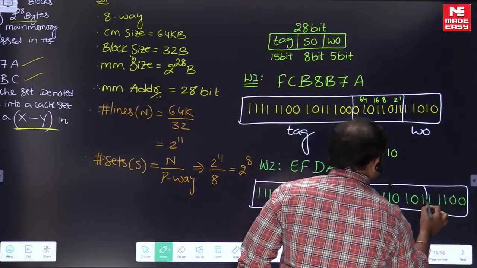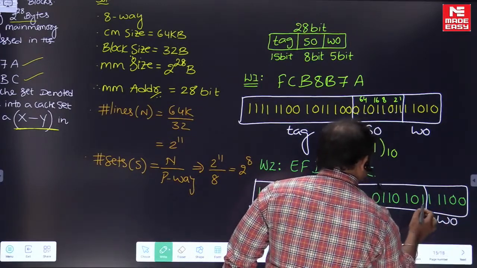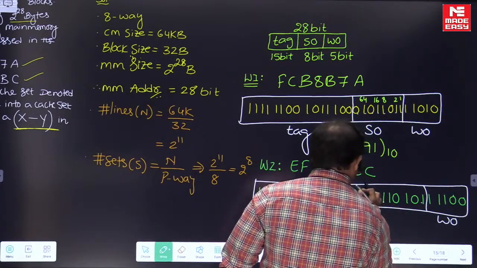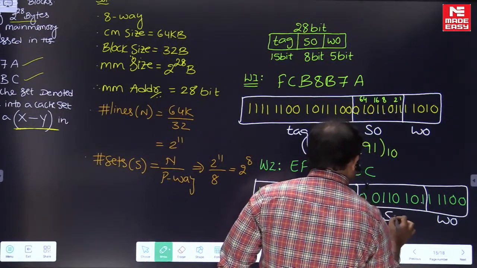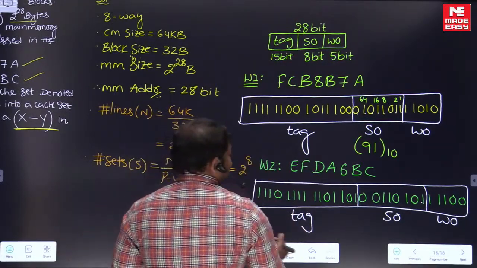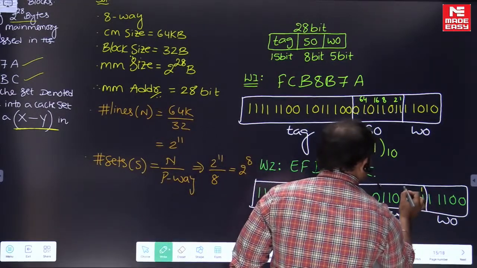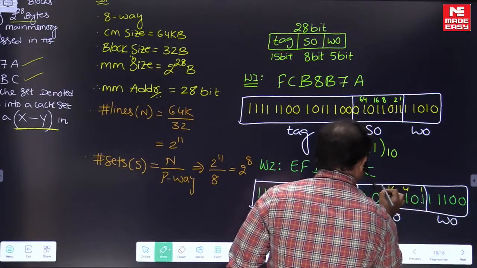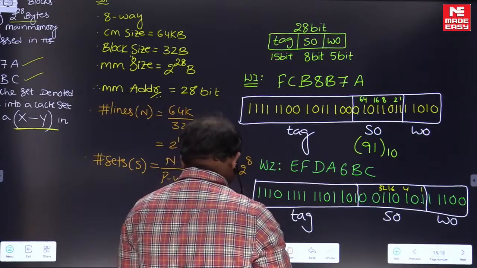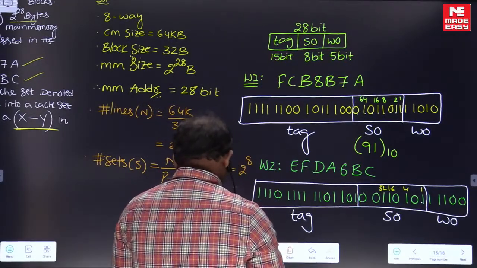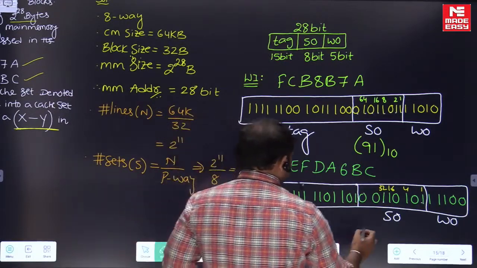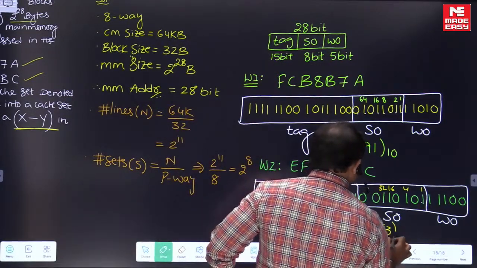Five bits are used for word offset, then 8 bits for set offset, and the remaining bits are the tag bits. Now identify the set number: 32 plus 16 plus 4 plus 1, which is equal to 53 in base 10.